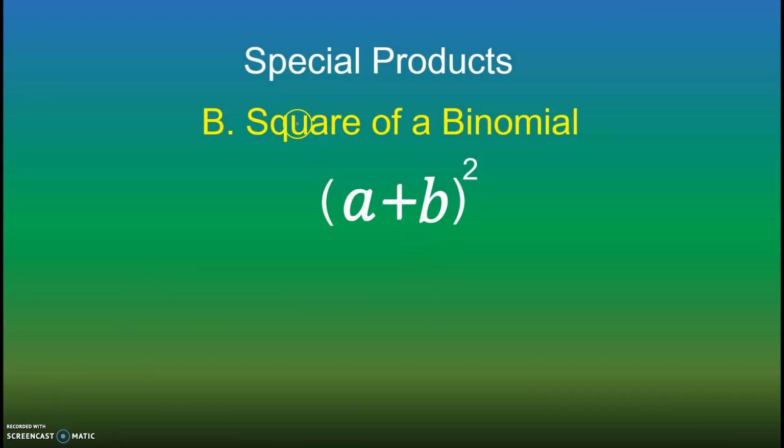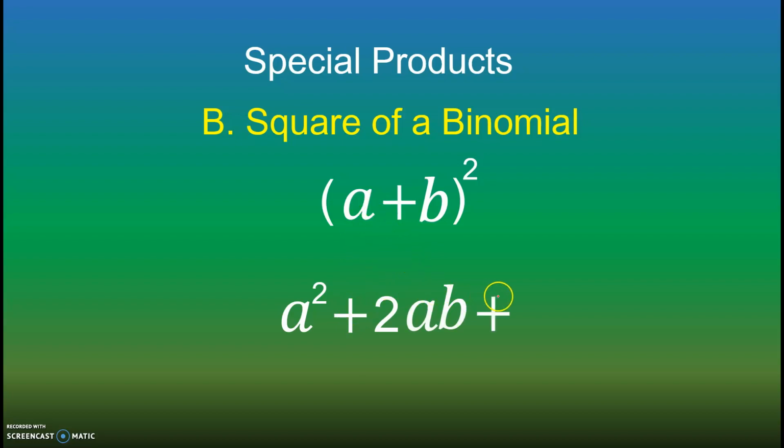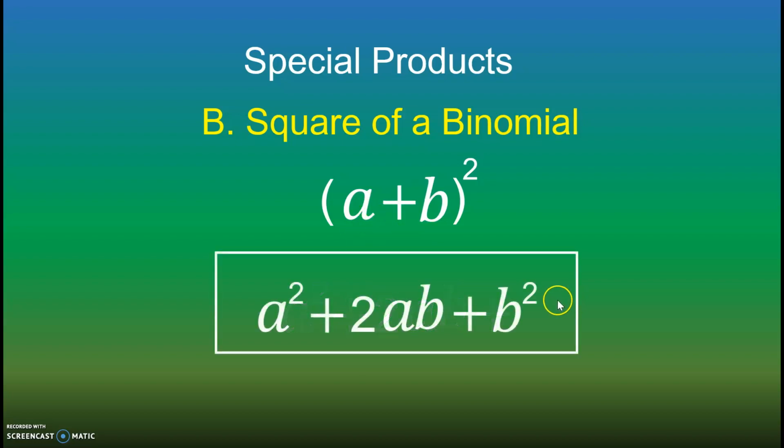Okay, so proceed tayo sa special products, no? So maraming klase ng special products. So katulad nito, this is a square of a binomial. Or square of a binomial, sorry. So the pattern here goes like a square plus 2ab plus b square.